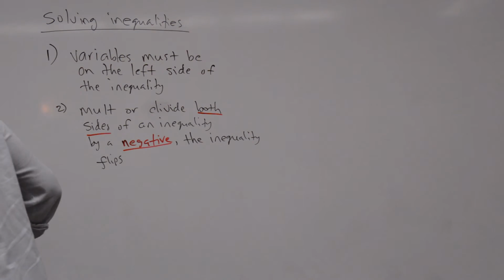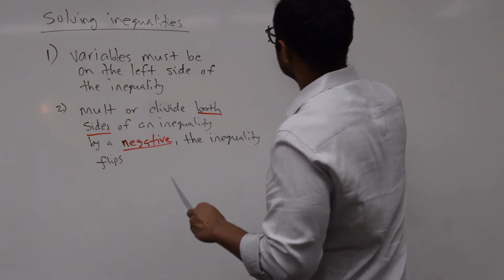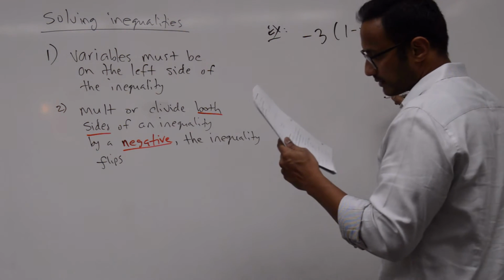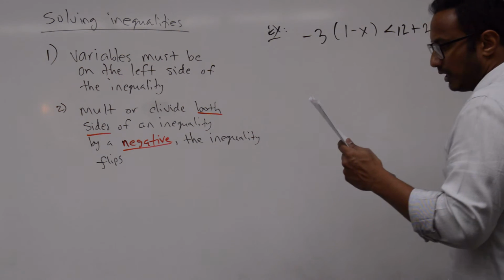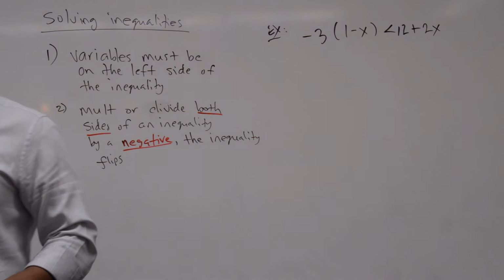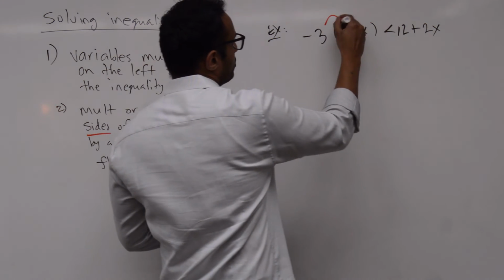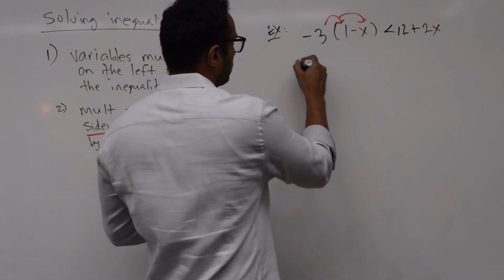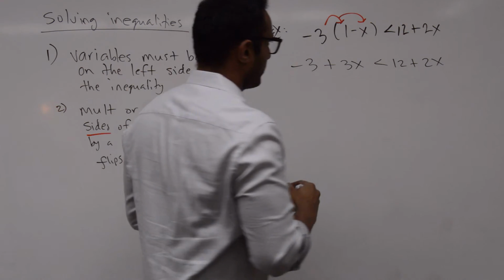Okay, let's see a couple of examples. Example 1. We have negative 3 times 1 minus x less than 12 plus 2x. We want to solve the inequality, write the solution in interval notation, and graph this on a number line. So let's follow the rules of equations to begin with. Step 1 is you distribute the negative 3. This gives you negative 3 plus 3x less than 12 plus 2x.